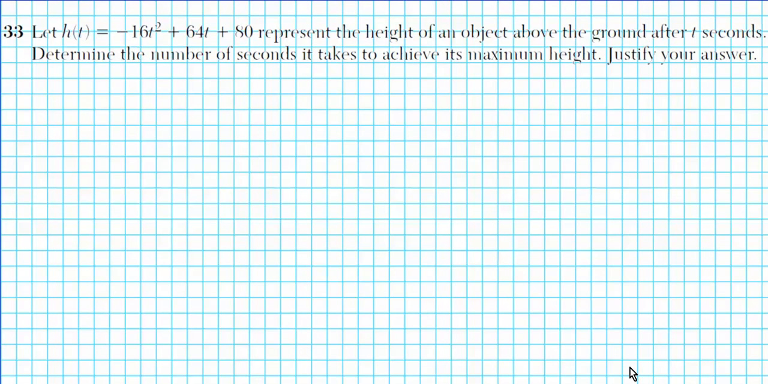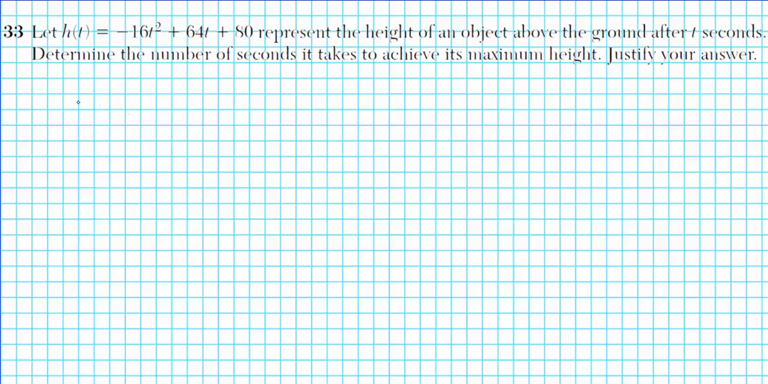All right, let's take a look at the first part of question 33. It says, let h of t equals negative 16t squared plus 64t plus 80 represent the height of an object above the ground after t seconds. Determine the number of seconds it takes to achieve its maximum height. Justify your answer. Okay, so the object basically attains its maximum height at the x-coordinate of the vertex. Okay, that's the time that the object attains its maximum height.